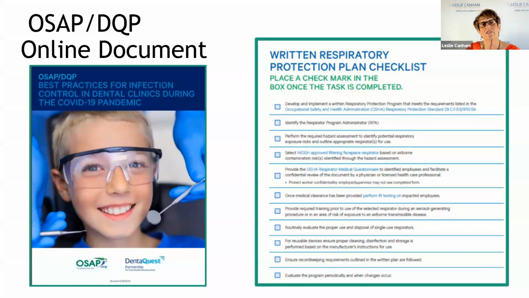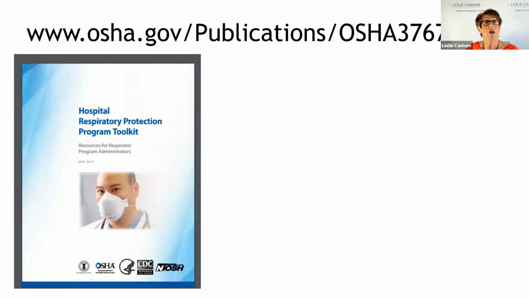There's also the OSHA website. If you go to OSHA.gov publications, or just go to the OSHA website and type in respiratory protection toolkit, you can modify the toolkit that is used for hospitals. You can modify that for a dental toolkit. And this is actually where you can develop your written respiratory protection plan.